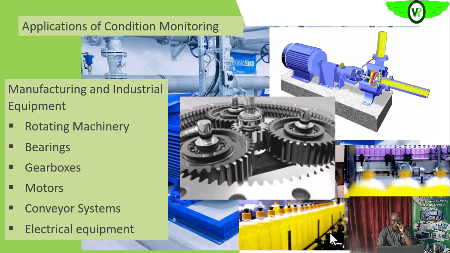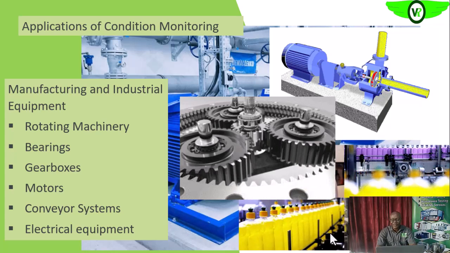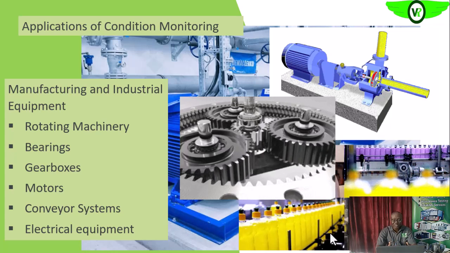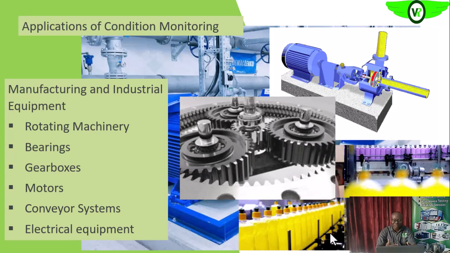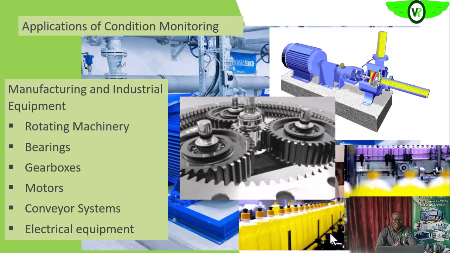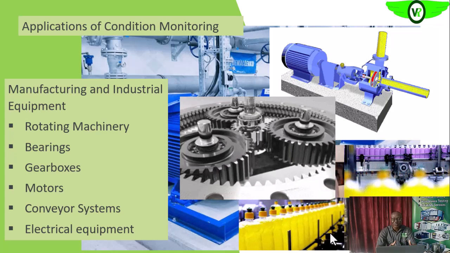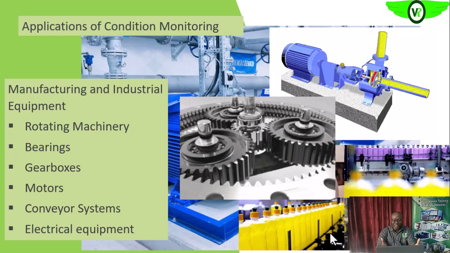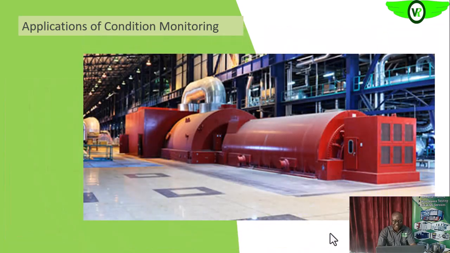Then electrical equipment: infrared thermography and ultrasonic technology, or ultrasound, we can use to detect things like corona and arcing. Infrared technology, as we'll see later, can also be used to detect when certain things are happening within the electrical system. So all of those we will see later.